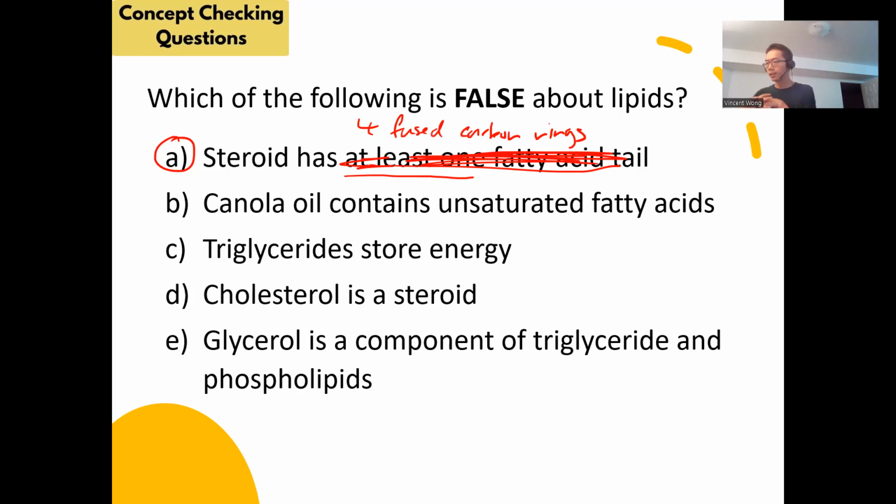Are we together? Give me some feedback here, guys.